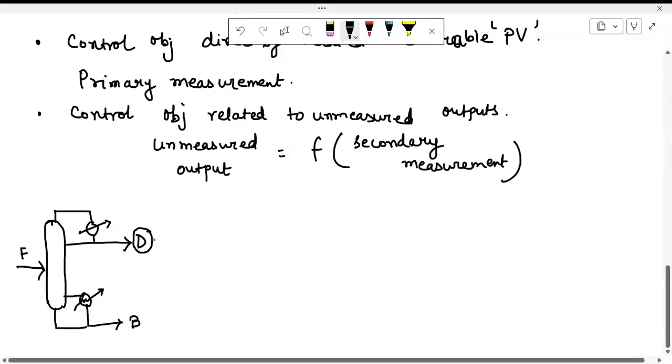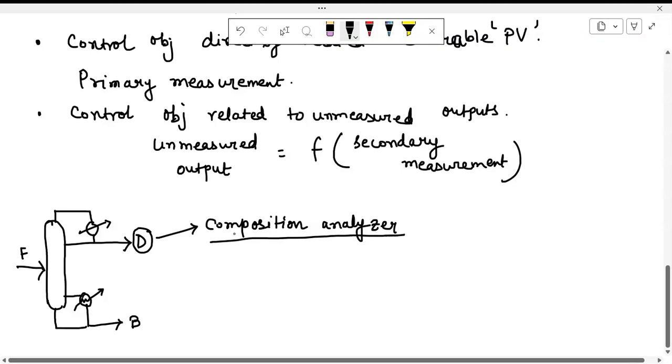Since this is directly related to our control objective, if we treat it as a primary measurement, what we'll do is use some composition analyzer. Now there are many composition analyzers available in industries, like spectrometers and potentiometers, to measure the composition. So we will set a composition analyzer to directly measure this variable. But the performance of this composition analyzer is very slow, and sometimes it is also inaccurate. So what to do in such a case?